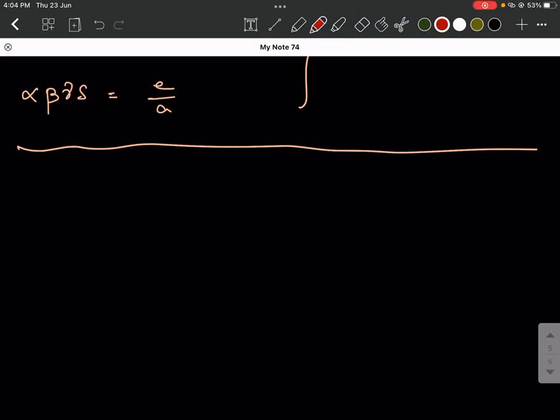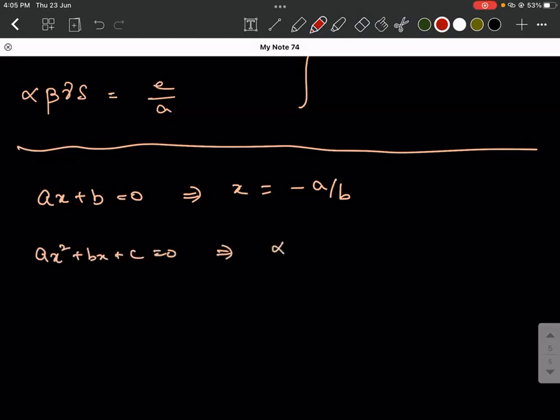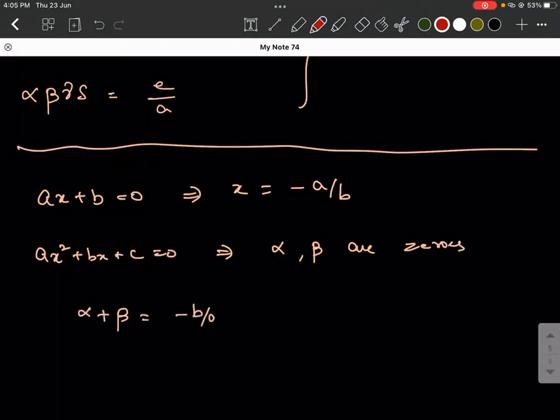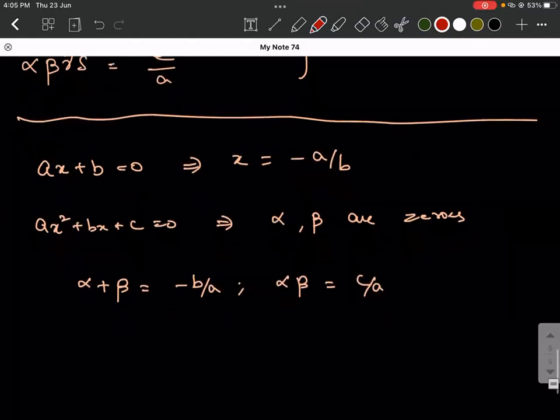Okay. So let us recollect this concept. When it is ax plus b is equal to 0, that implies x is equal to minus b by a. Similarly, ax square plus bx plus c is equal to 0, which implies if alpha and beta are zeros, then what will happen? Alpha plus beta will be equal to minus b by a, alpha beta will be equal to c by a.